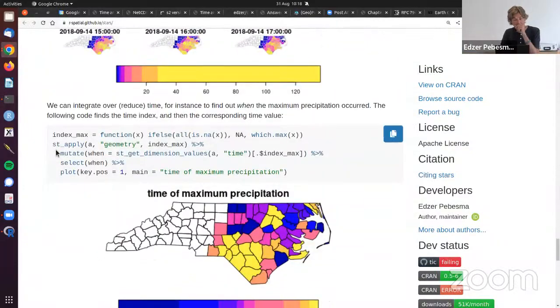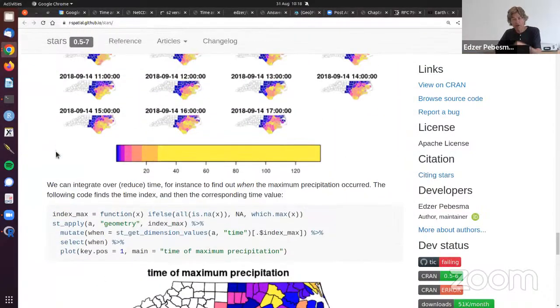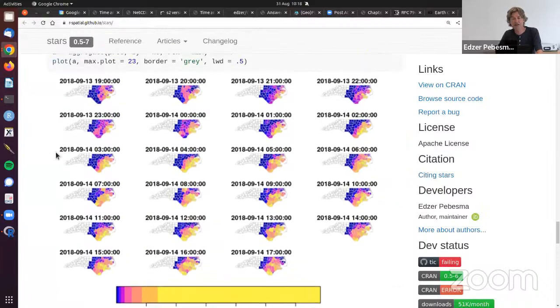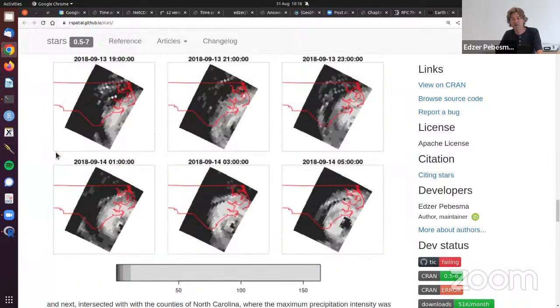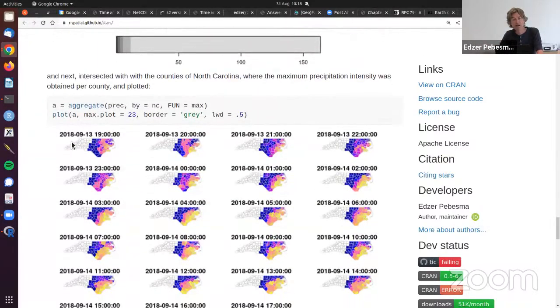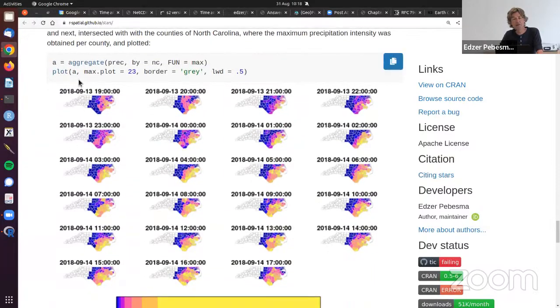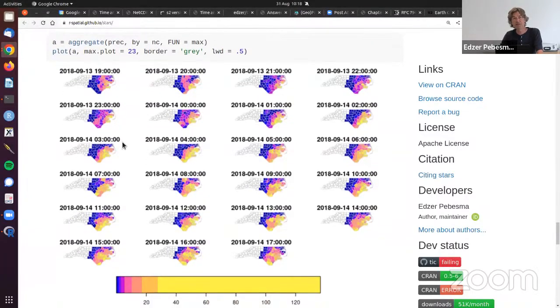Okay, that was it. And now, what I wanted to do is find out for each county, because you see this hurricane coming over, making landfall. For each county, I would like to sort out at what time precipitation is at its maximum. I now have a time series for every county, and one of the questions you could ask is, at which time is this time series maximum?